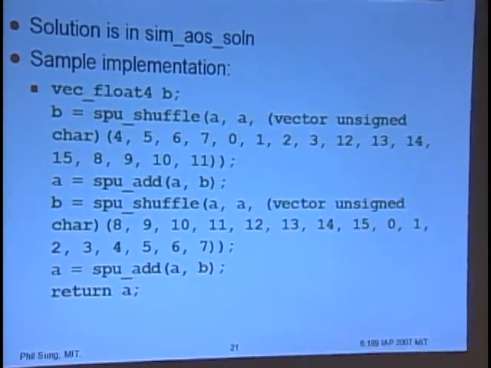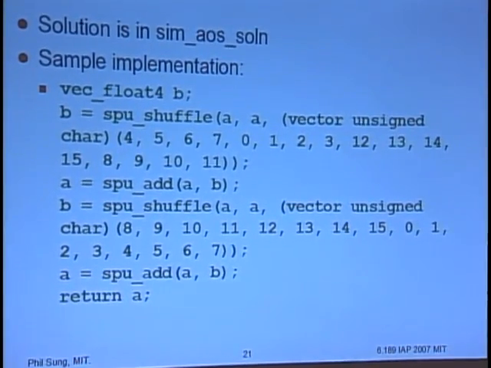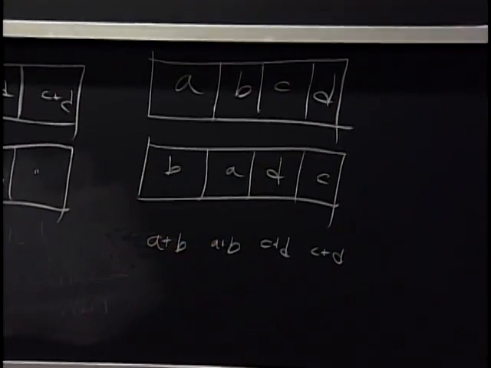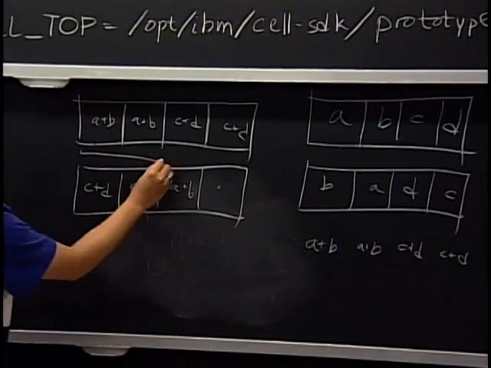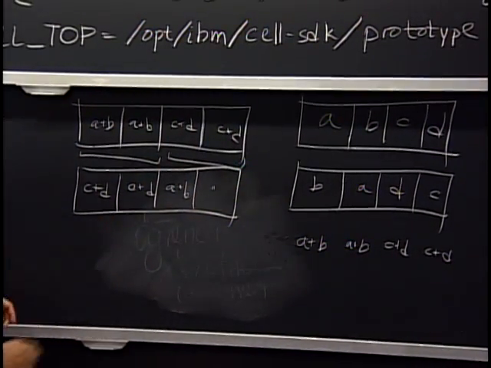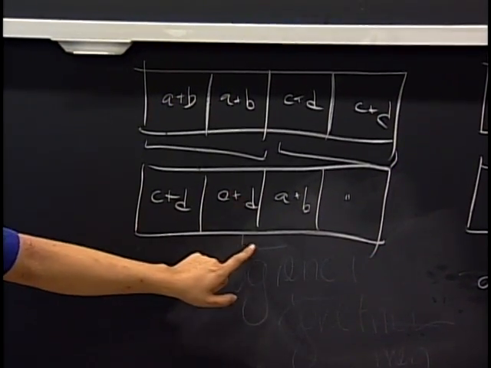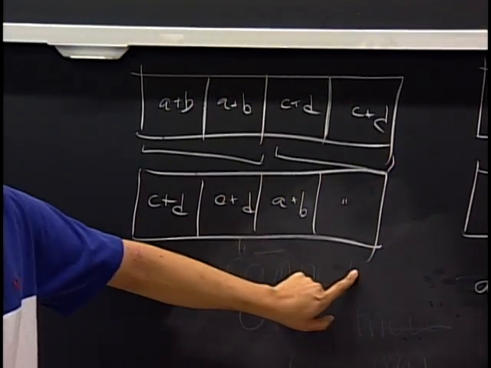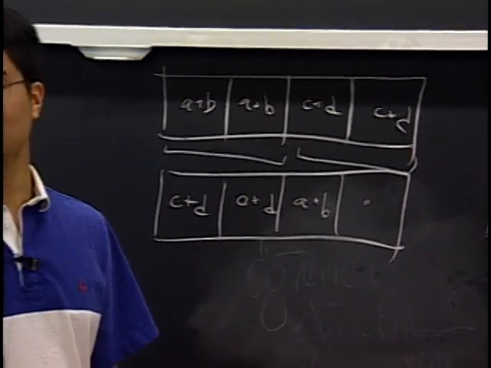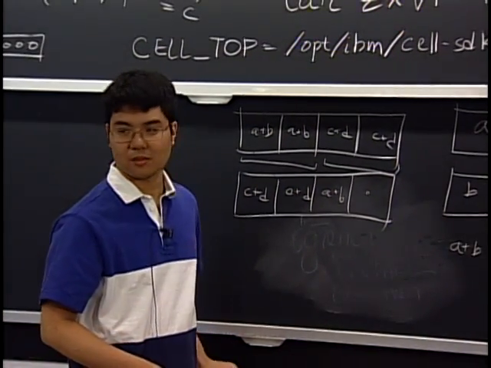And then we're going to add that to our original vector to get this. And we can do that again. This time we want to swap these two halves. So the shuffle pattern is going to be 8, 9, 10, 11, 12, 13, 14, 15, followed by 0, 1, 2, 3, 4, 5, 6, 7. Make sense?